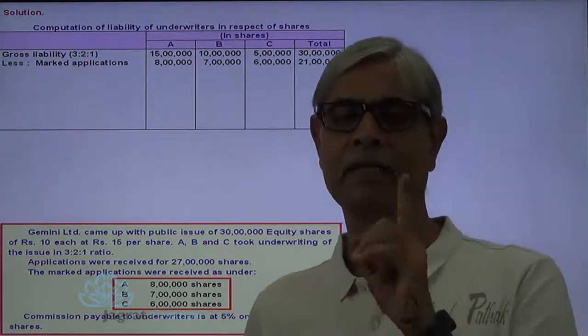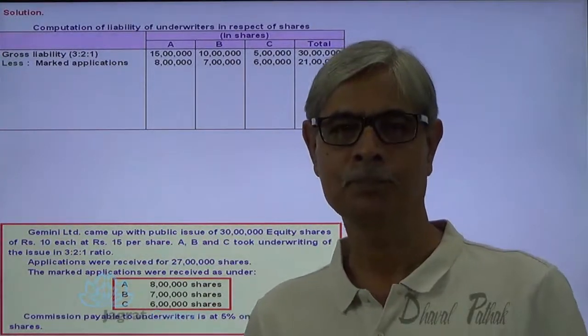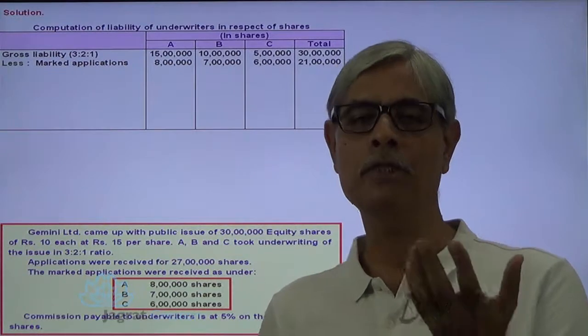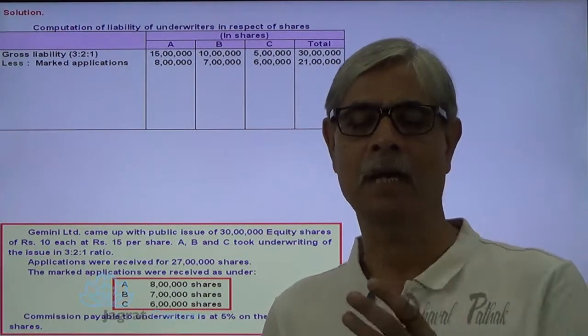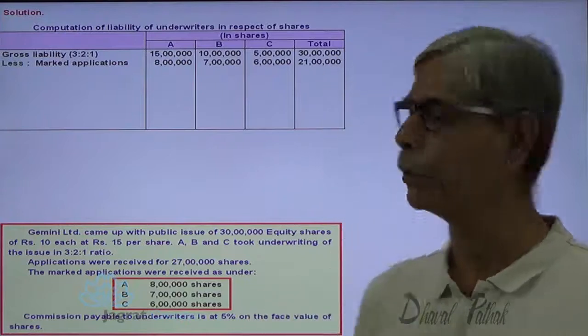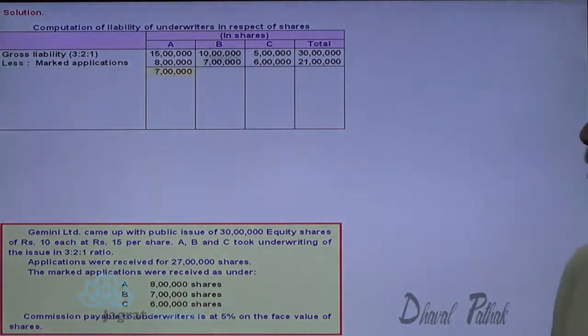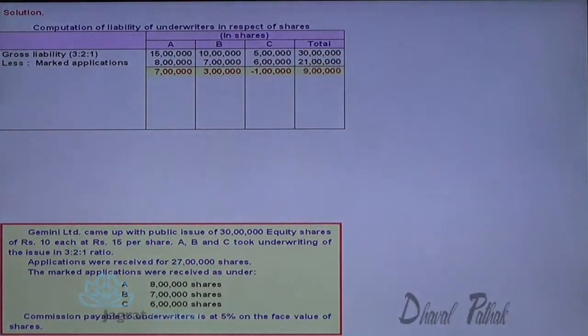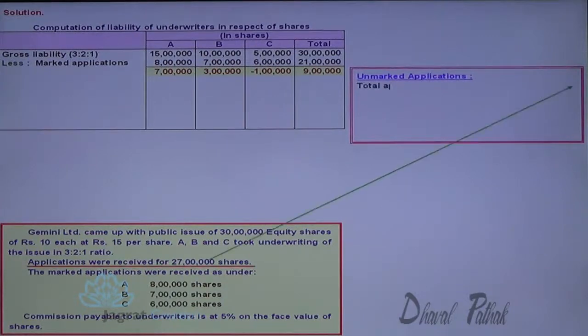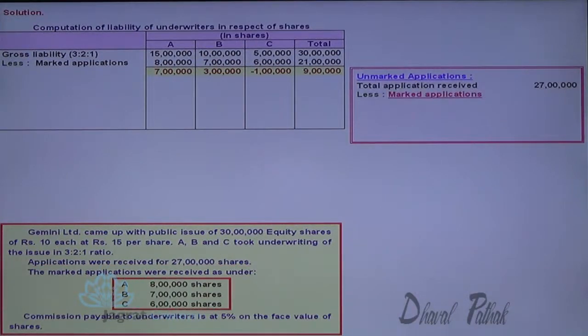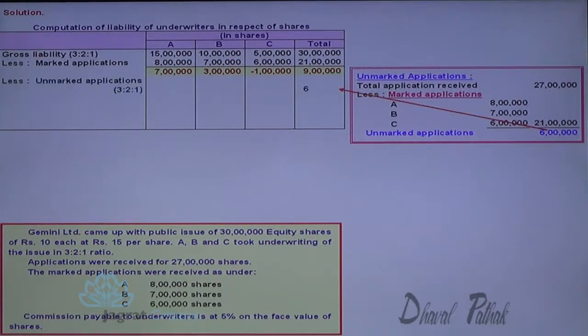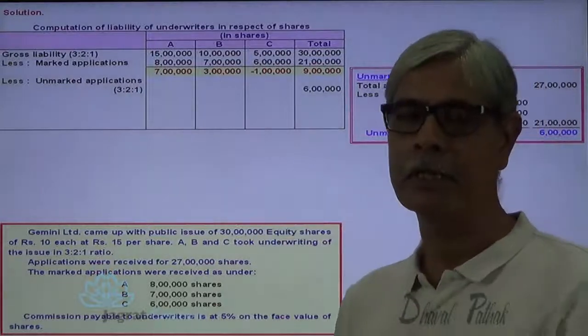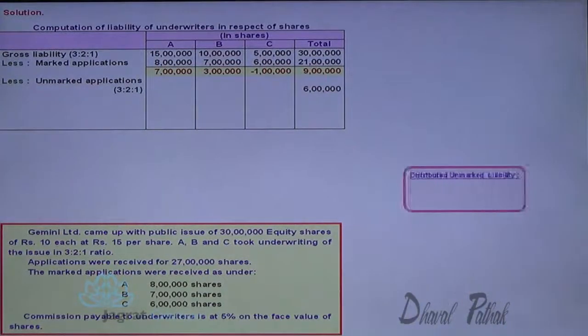Notice one important point, that in this sum there is no firm underwriting. So only two distributions are to be made, one for marked and second for unmarked. Unmarked applications will be distributed in the proportion of gross liability. So after deducting the marked applications, in case of C there is a surplus. Now what are the unmarked applications? Total applications 27 lakhs, marked applications deducted therefrom, so 6 lakhs are the unmarked applications. These unmarked applications are required to be distributed in the ratio of 3:2:1. So 3 lakh, 2 lakh, 1 lakh.